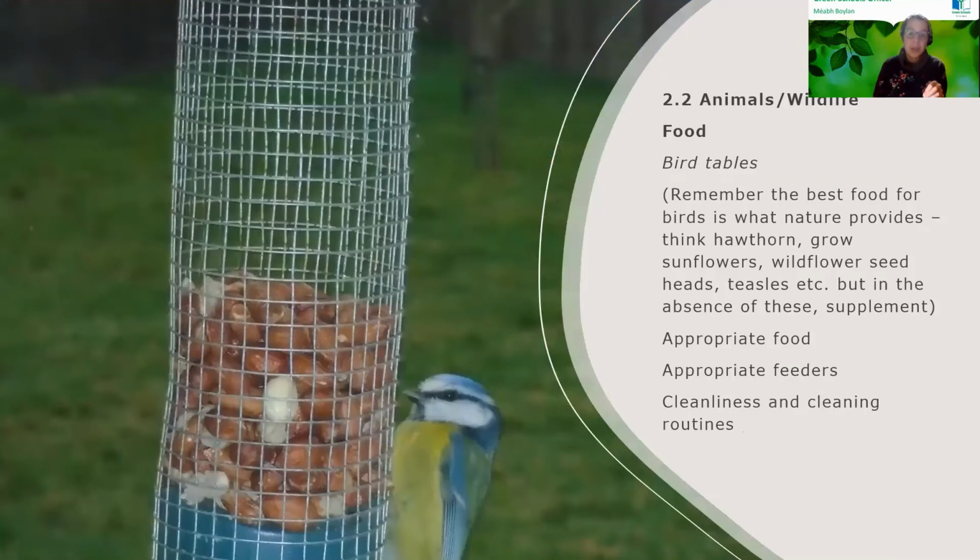And then looking at food as well, just remember that the best food for birds is what nature provides. So think of hawthorn berries, growing your sunflowers for the seeds, wildflower seed heads and teasels and things like that, they're really vital. That diversity that nature provides throughout the year is really what keeps animals healthy and strong in our environment. But in the absence of those, by all means supplement.